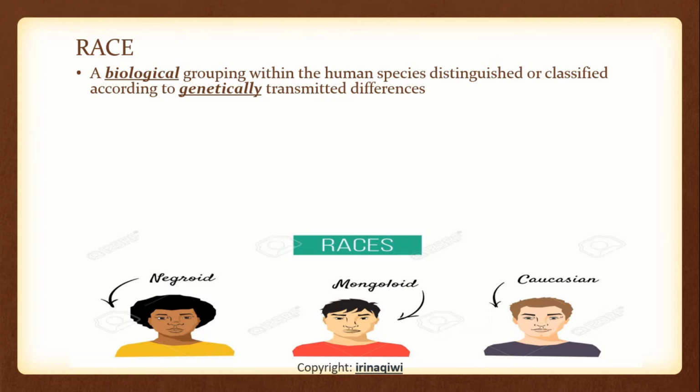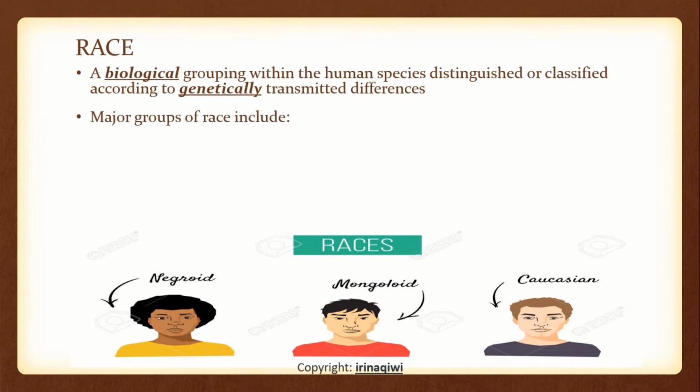It is dependent on the genetics, it is dependent upon the genetic makeup of the human being. So just remember that race is a sort of biological grouping, and the different groups are distinguished or classified, are different from each other, because of the genetically transmitted differences, because of the characteristics that can be inherited, that can be passed from parents to their offspring.